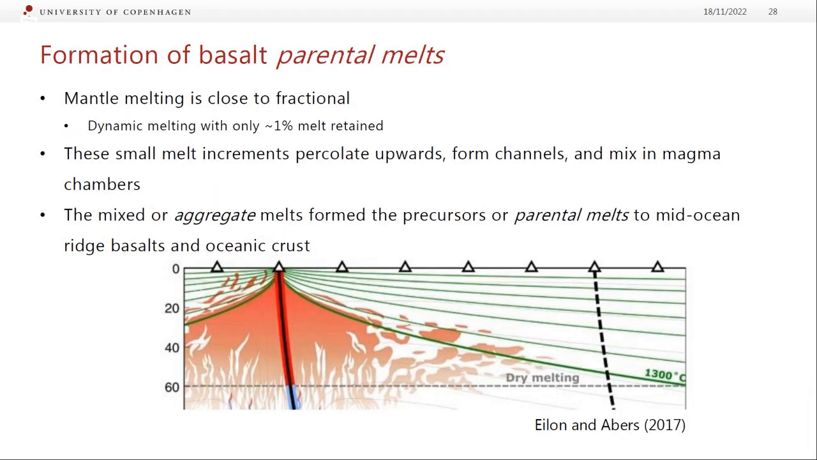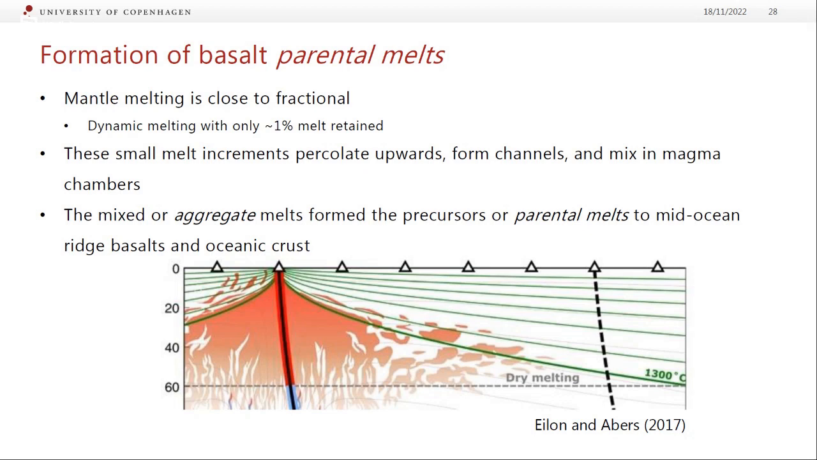So in the mantle, in reality, melting is pretty close to fractional. It's dynamic or critical melting. As soon as you make about 1% melt, because the melt is less dense than the solid, and it's basaltic, it's low viscosity, it migrates upwards. But there's always a little bit of melt that's trapped behind, because it can't fully get removed.